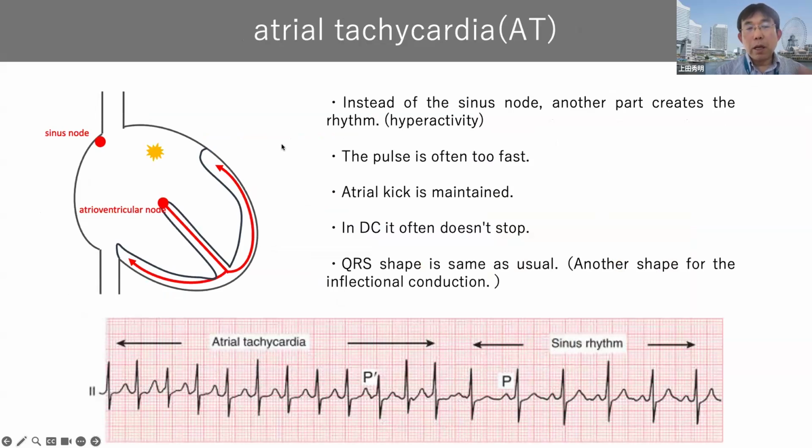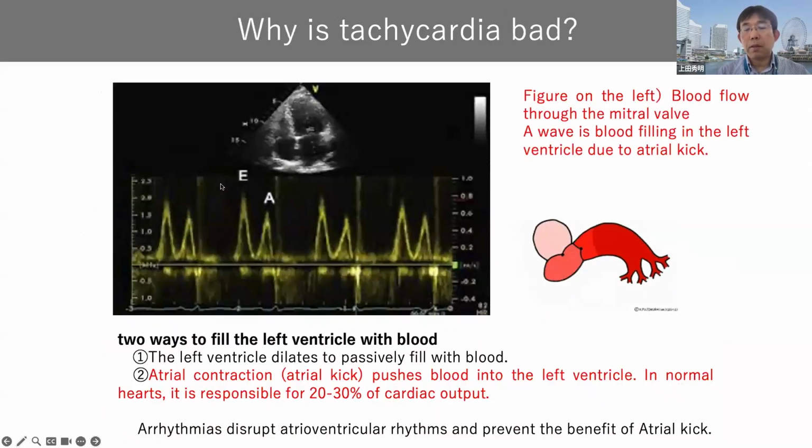So looking at atrial tachycardia, think about it. Instead of the sinus node, another part creates the rhythm. The abnormal P wave comes here, and the pulse rate is often too fast, but still the atrial kick is maintained. So the blood pressure will be maintained. But as you know, DC cardioversion doesn't stop it, so it wouldn't help so much. It will conduct something like this.